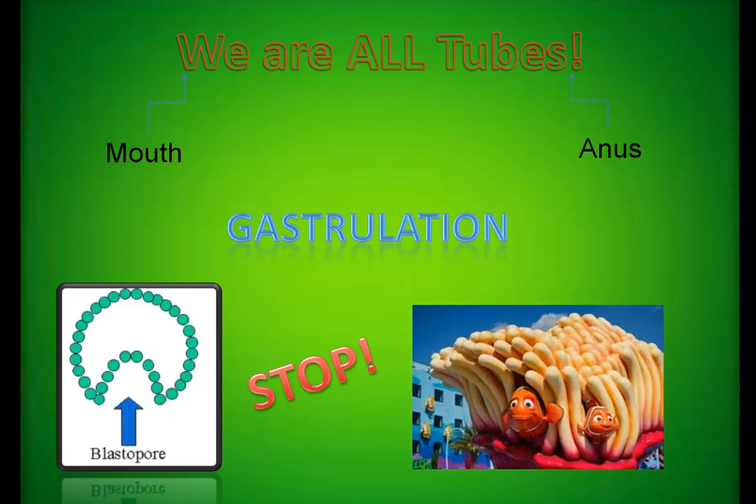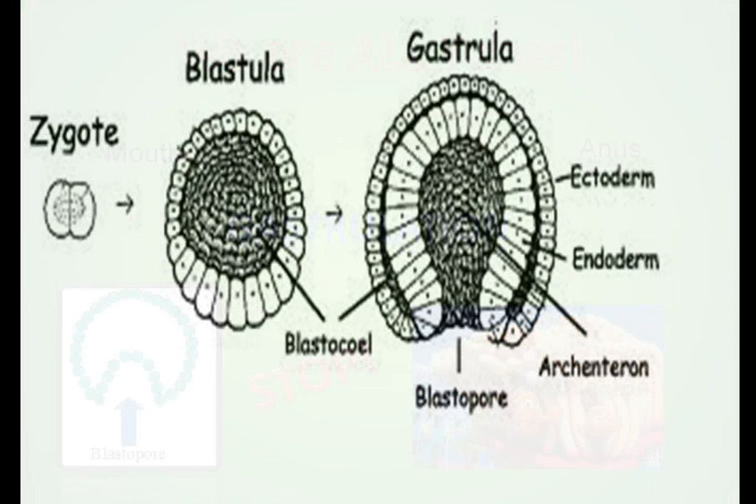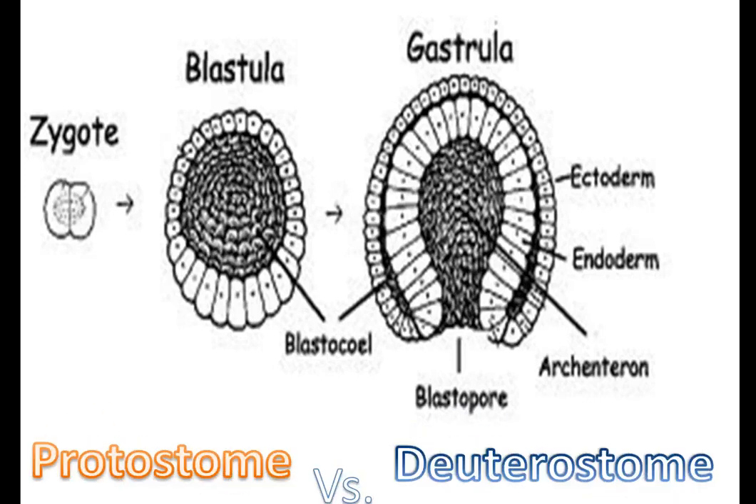For those whose mouth and anus are separate, the indentation keeps going until it reaches the other side, forming the gastrula. Two different things can happen at this point, depending on what animal is developing. It could either be a protostome, whose mouth is formed by the blastopore, or a deuterostome, whose anus is formed by the blastopore. This includes humans and all vertebrates.